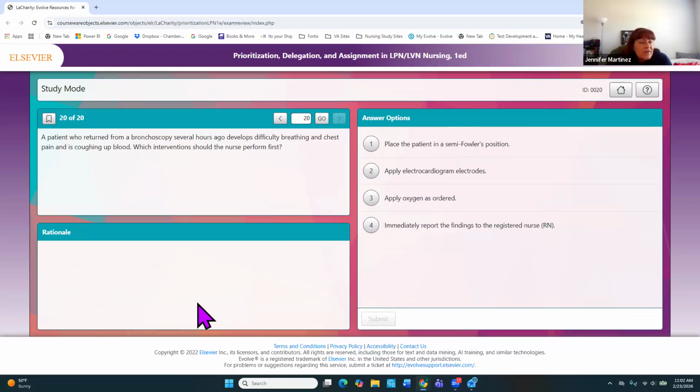All right, a patient who returned from a bronchoscopy several hours ago develops difficulty breathing and chest pain and is coughing up blood. Which intervention should the nurse perform first? So, one, place the patient in a semi-Fowler's position. Two, apply electrocardiogram electrodes. Three, apply oxygen as ordered. Or four, immediately report the findings to the registered nurse.